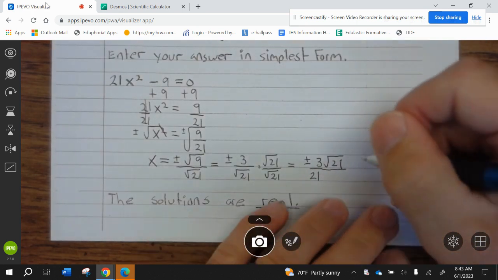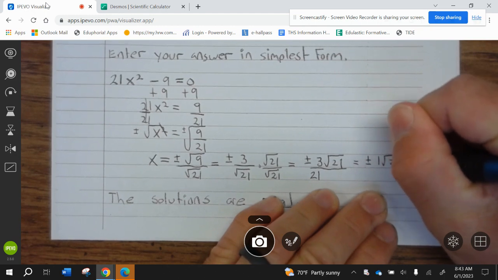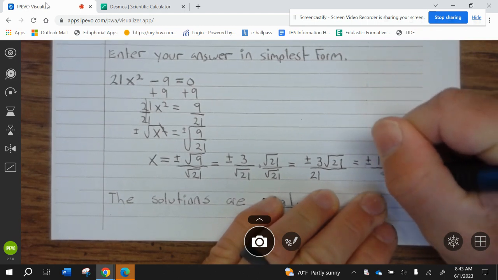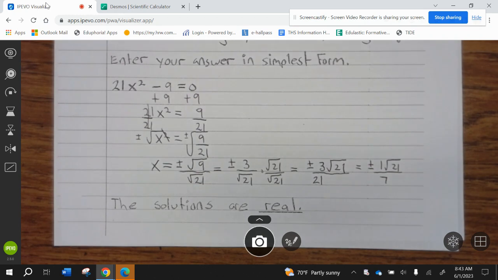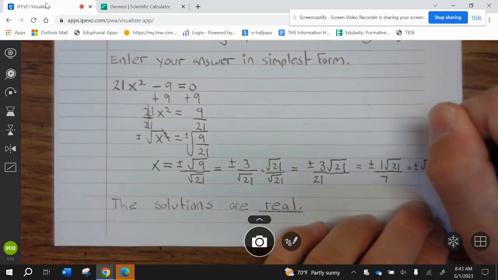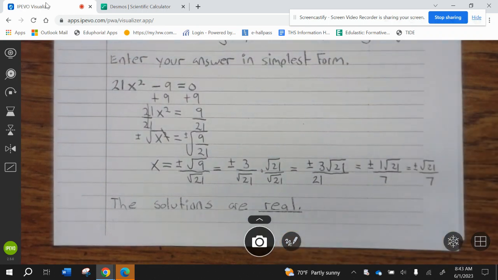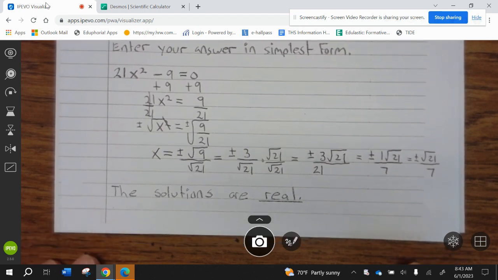Now, 3 divided by 21 reduces to be plus or minus 1 square root of 21 divided by 7. Which really you can just write as plus or minus the square root of 21 divided by 7. All right, go ahead and finish up example 9. Now, we're saying the solutions are real because there's no imaginary, okay?